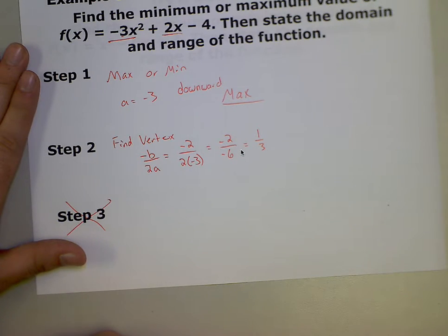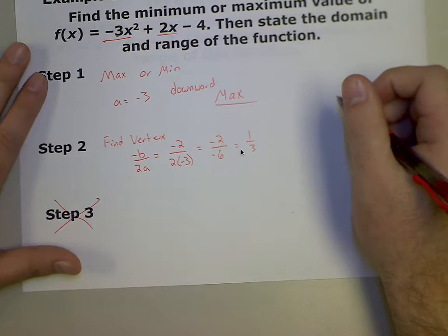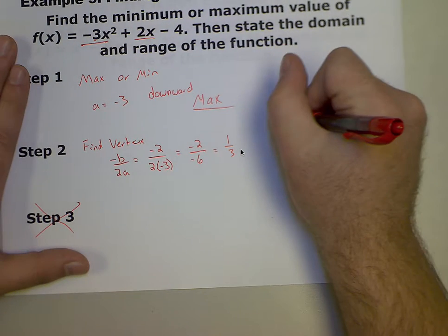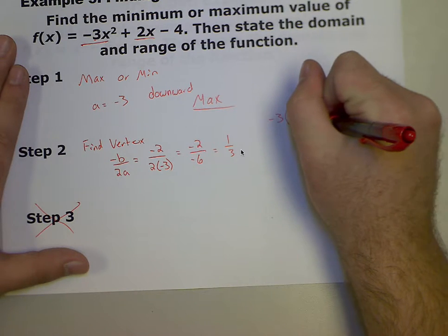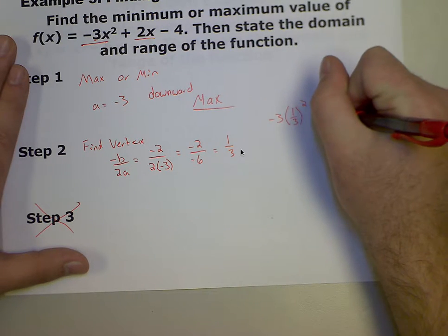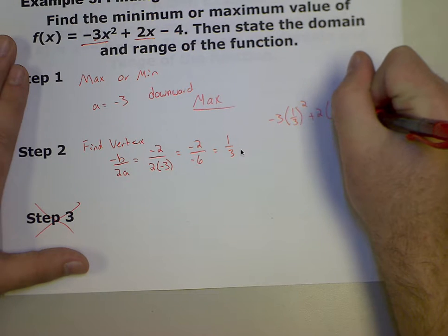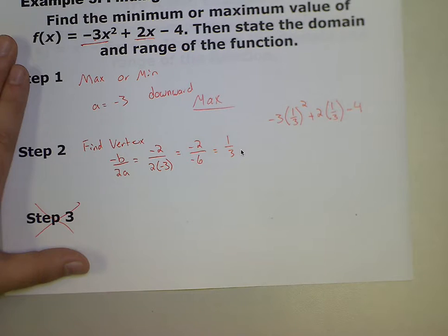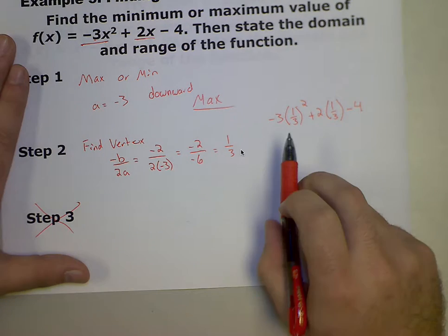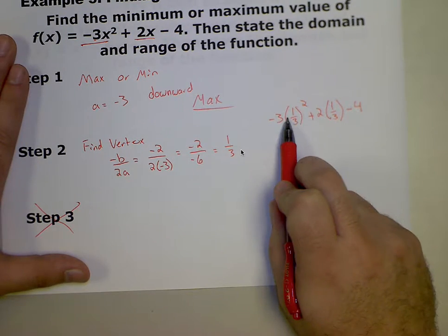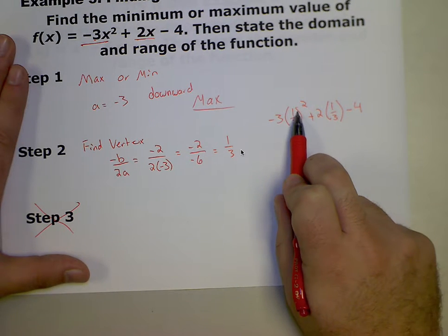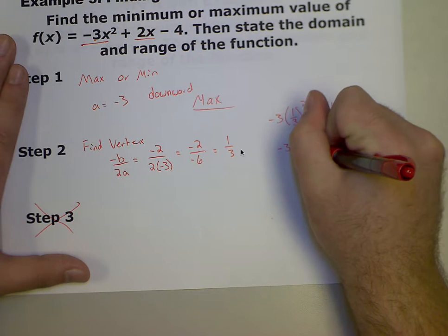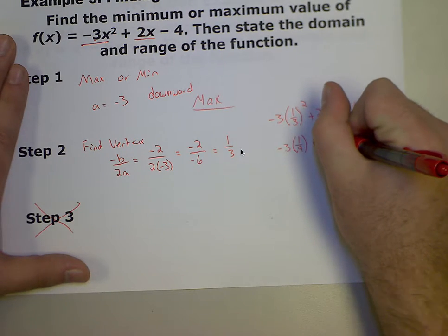Once I have that 1/3, I need to plug 1/3 into my equation. Okay? This is where we got to remember our fractions. I have negative 3 times 1/3 squared plus 2 times 1/3 minus 4. At this point, I need to square this 1/3. If I square a fraction, I need to square top and bottom, but 1 squared is just 1. 3 squared gives me 9, so I have negative 3 times 1/9 plus 2 times 1/3.